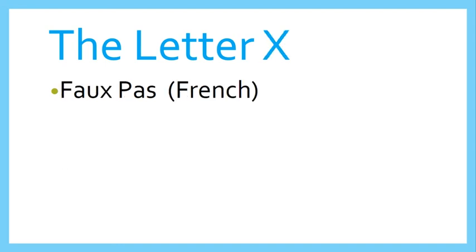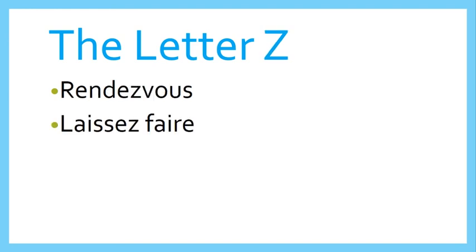Then we have X. Now, X is not a very common letter in English, but this word right here, faux pas, comes from French, and that's why the X is not pronounced. When many people see these words for the first time, they usually pronounce it fox pass. That's what I thought too. But it's from French. It means a social blunder. It's actually a very advanced word, but very useful. Faux pas is how it's pronounced.